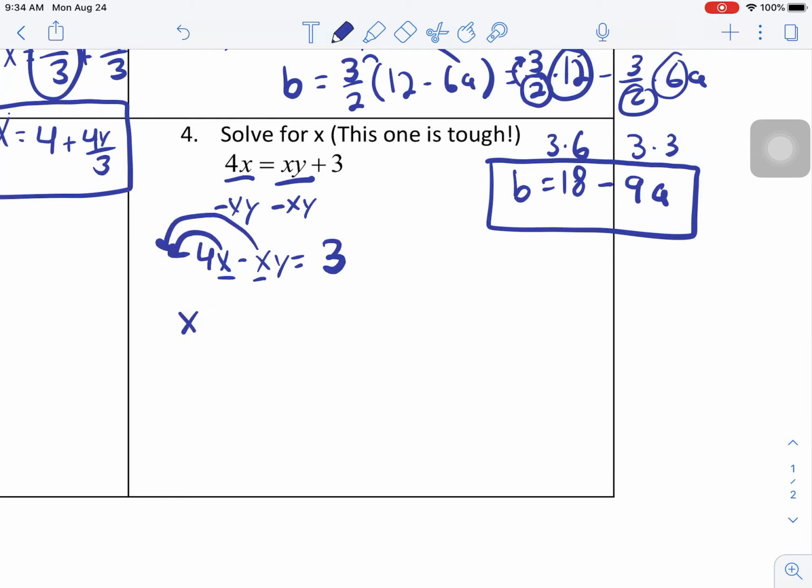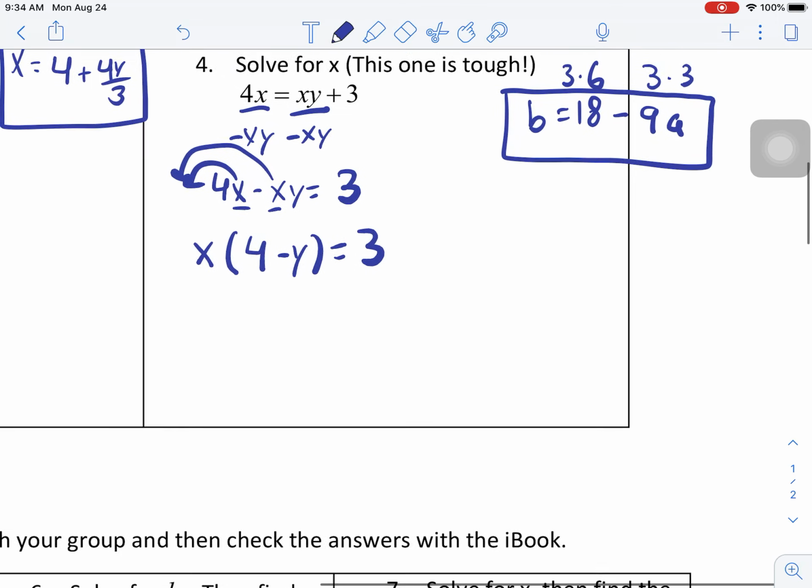So then it's going to become x multiplied by 4 minus y, which is equal to 3. And notice this is the opposite of distribution, because we can multiply this x back in, and then we would get out the 4x minus xy. Okay? And if you have questions about that, please ask me in class, okay?